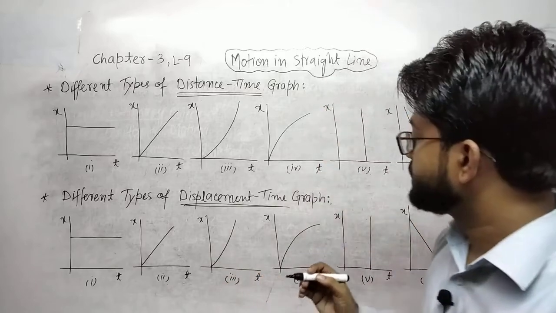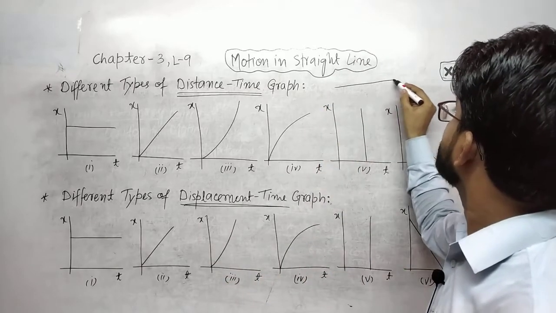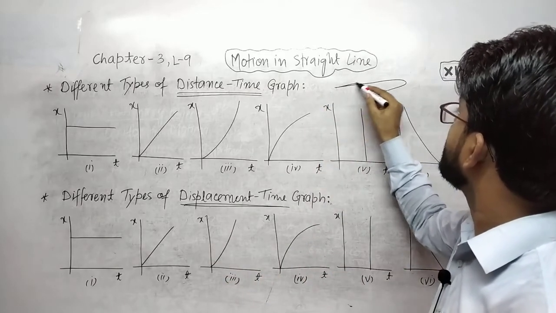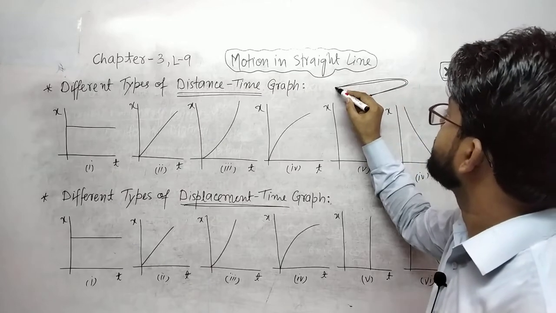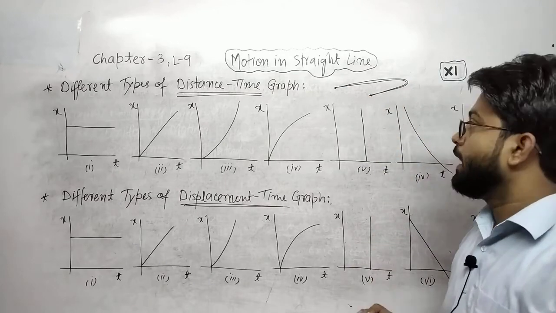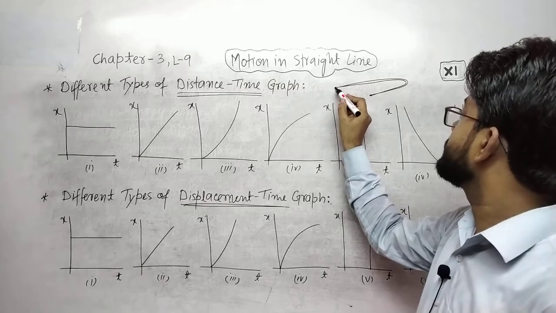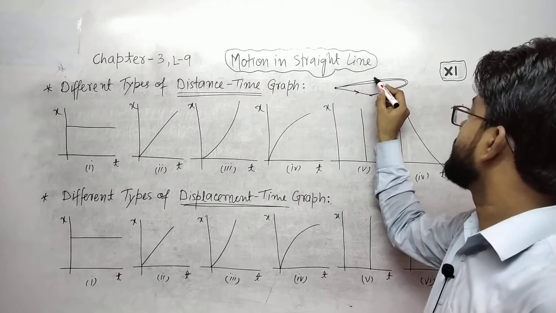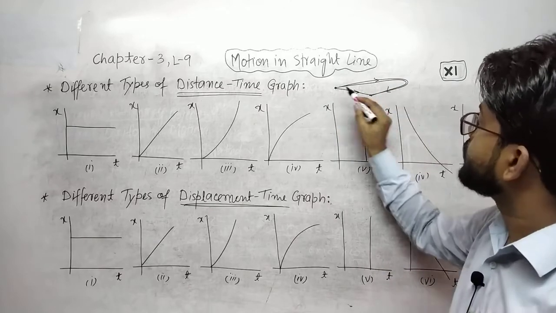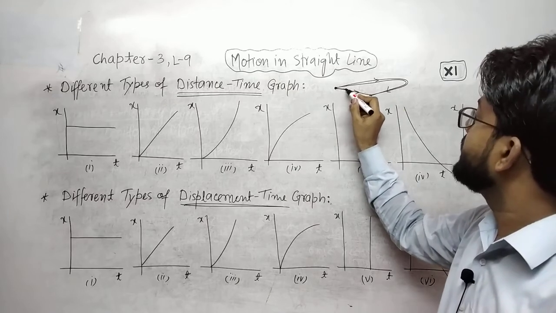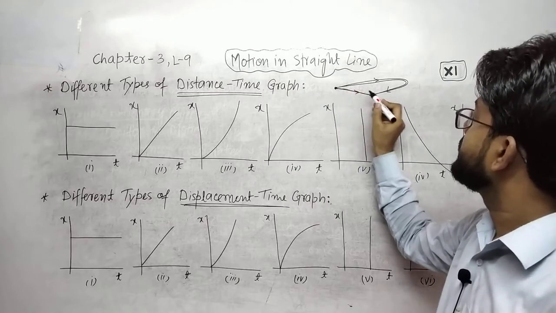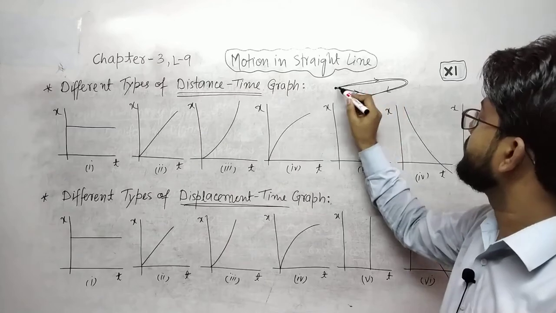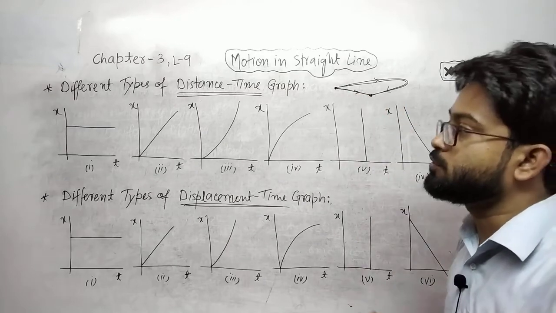Distance means total path covered. And displacement means shortest path covered. Shortest means only the shortest distance between the final position and the initial position.